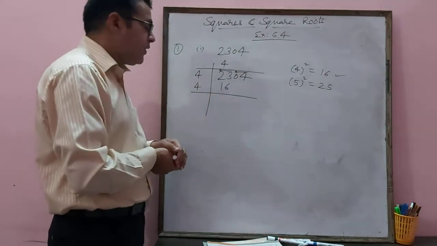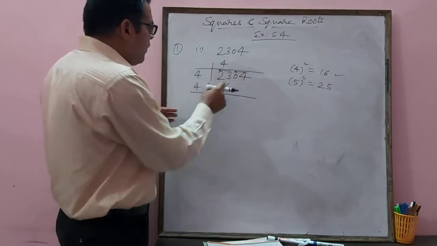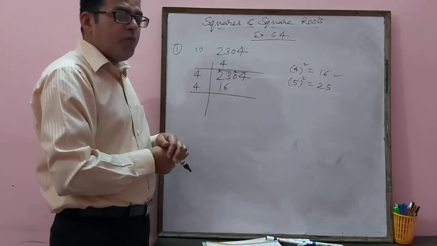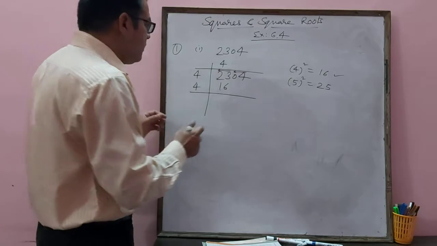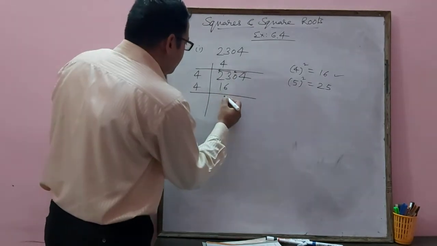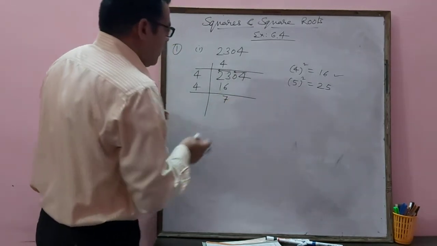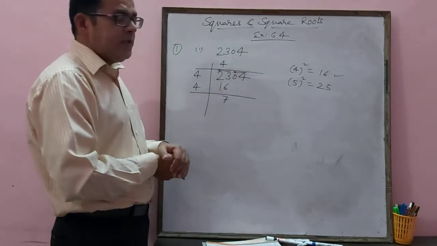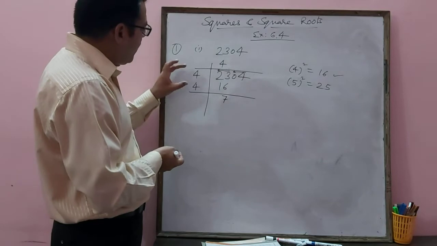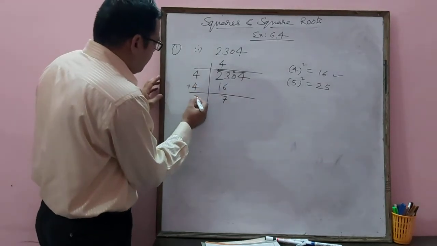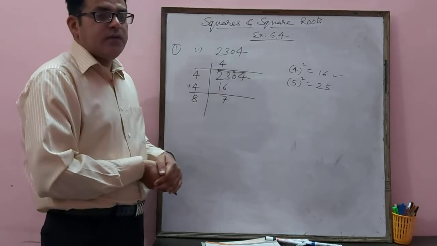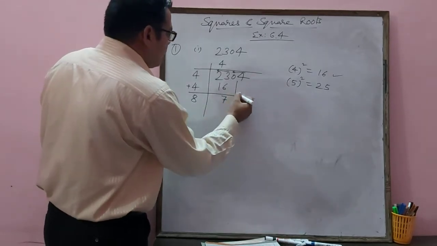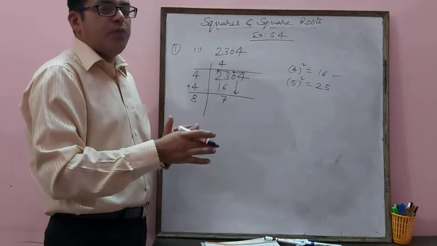Don't forget it. Now what to do? We have to subtract now. What will come when we subtract 16 from 23? What will come? So it will be 7. 16 plus 7, 23. Now here we have to add this 4 and 4 and we have 8 here. Right? Hope you understand. Now next step, you have to shift this next group downside.